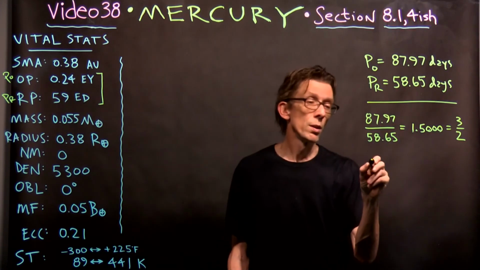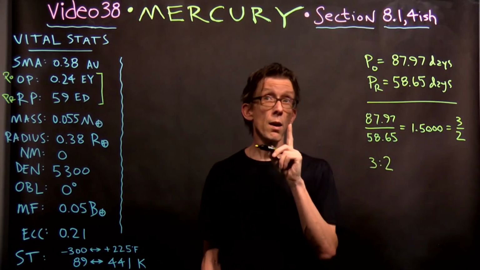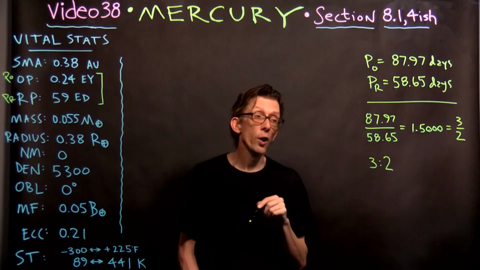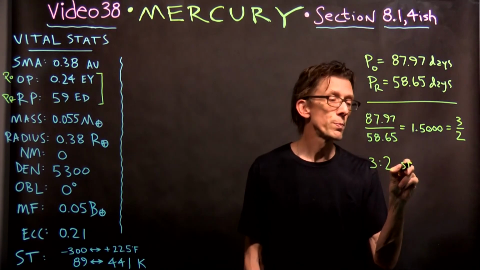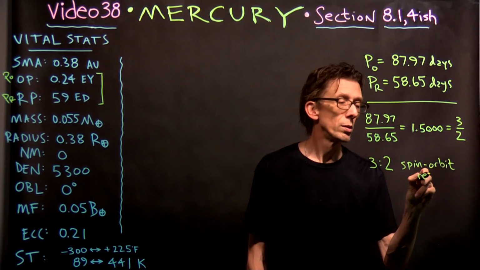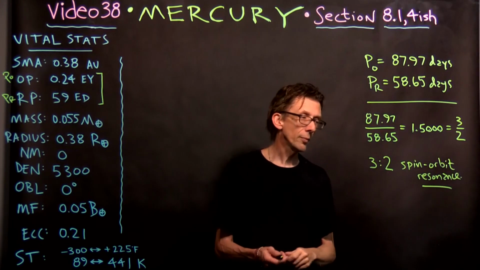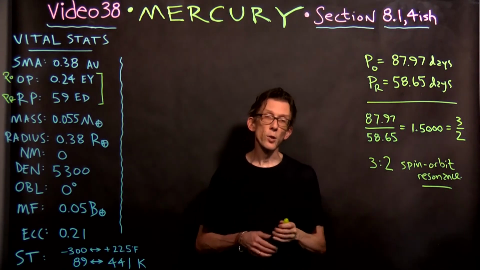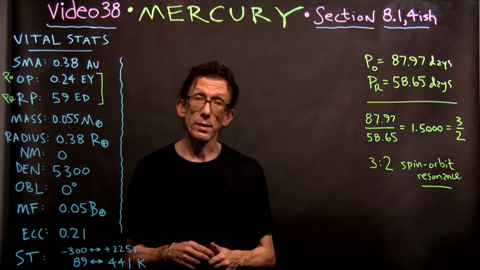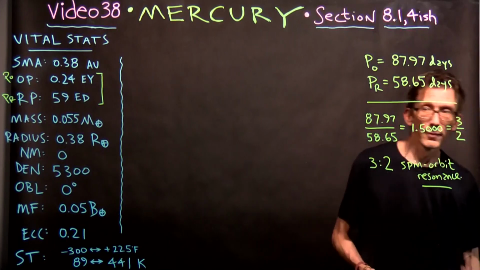What we're seeing here is similar to what we saw with the moon. Remember, the moon had a 1-to-1 spin-orbit resonance. It rotated once for every orbit. Mercury has a 3-to-2 spin-orbit resonance. And then we're going to see exactly what that means in the very next lecture. I mean video.